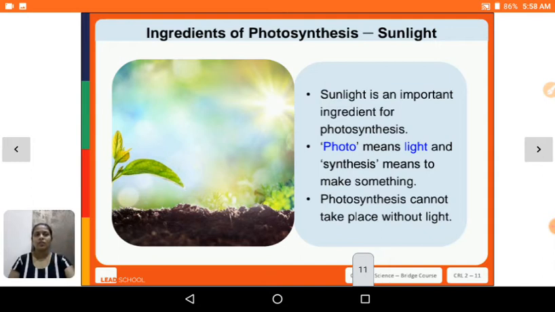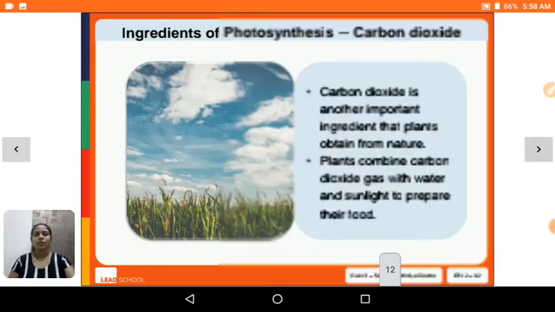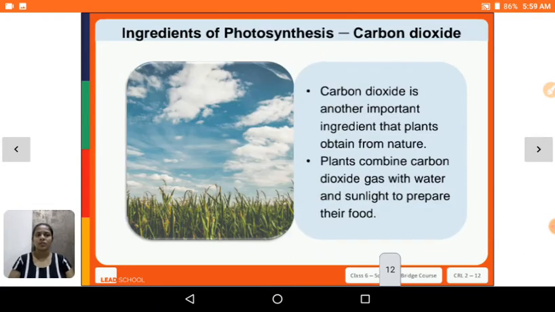Now the third ingredient which is important for photosynthesis is carbon dioxide. Carbon dioxide is another important ingredient that plants obtain from nature. Plants combine carbon dioxide gas with water and sunlight to prepare their food.